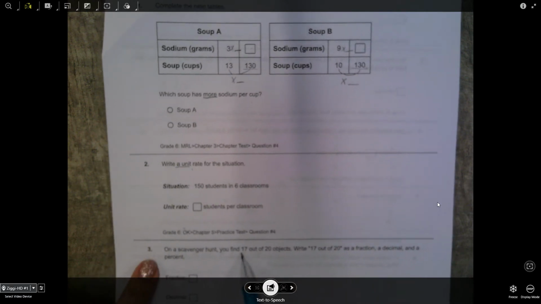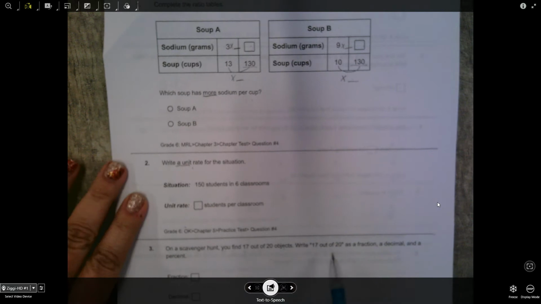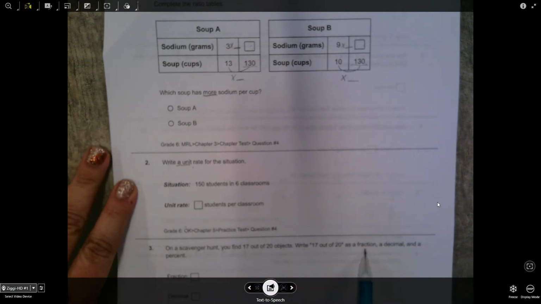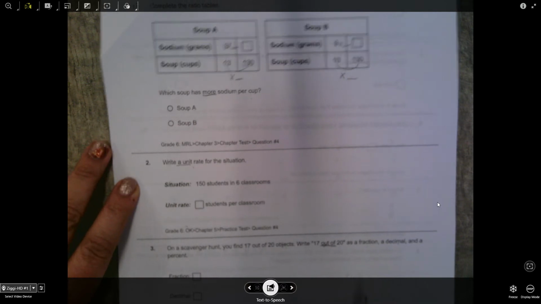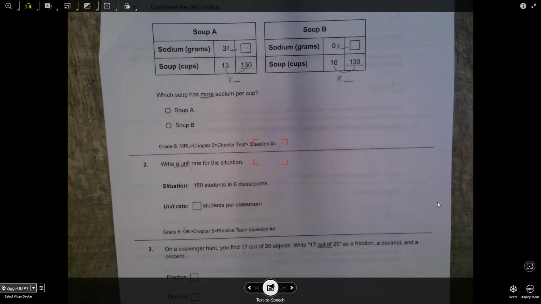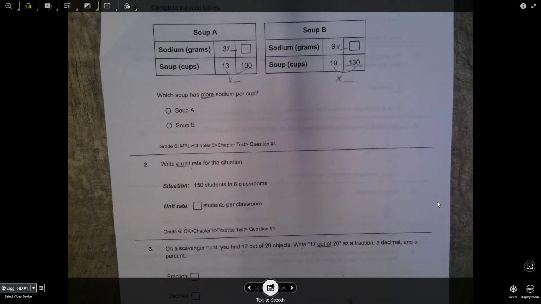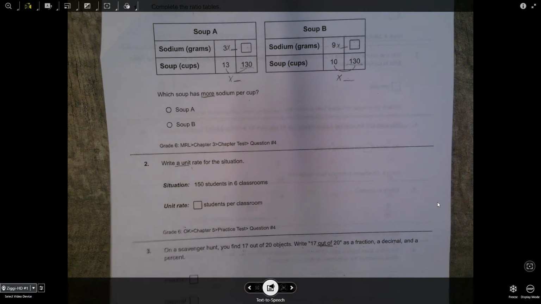Scavenger hunt, you find 17 out of 20 objects. Write 17 out of 20 as a fraction, a decimal, and a percent. I used this term in a couple of the other videos, so maybe that will help you. Think about what we've been doing for months and months, and you will know kind of what this means. Once you figure out what this means, you'll be able to do your conversions. So that's what that is.